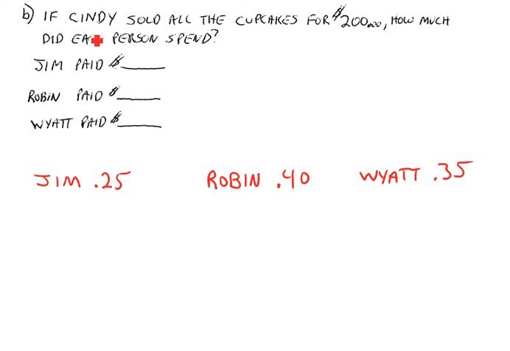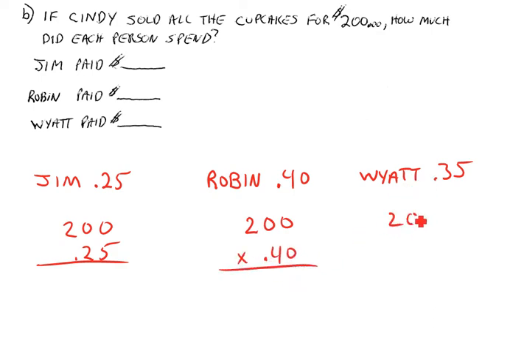So now we go over here. Letter B, if Cindy sold all the cupcakes for $200, how much did each person spend? Well, all we have to do is multiply, find 0.25 of 200. And this would tell us how much money. And for Robin, it would simply be this. And for Wyatt, you could figure out the remaining, or you could just multiply that also. That's 0.35. Okay, so we just need to multiply that out, and it would tell us how much they would spend.